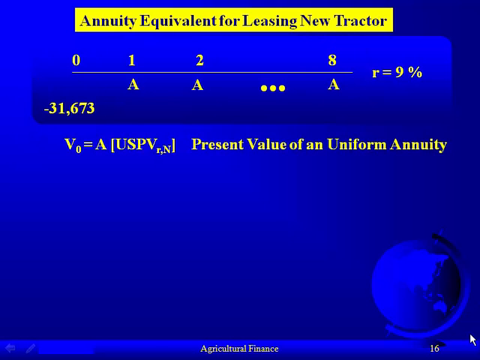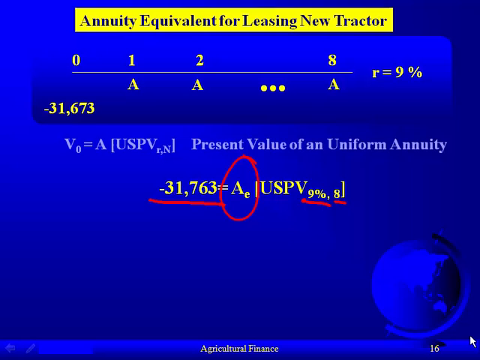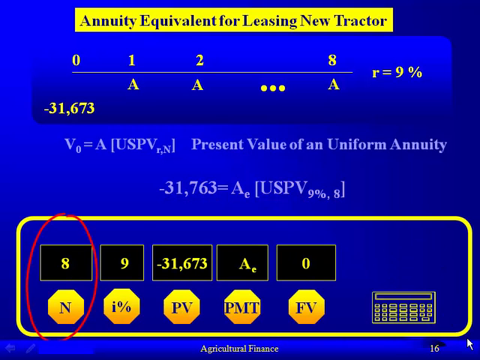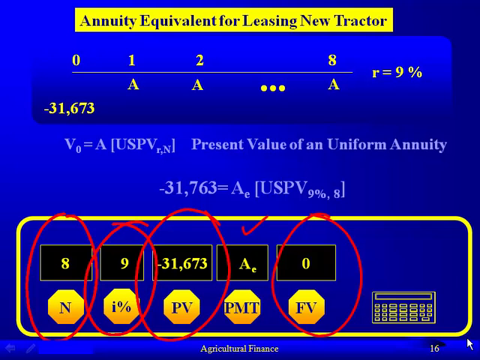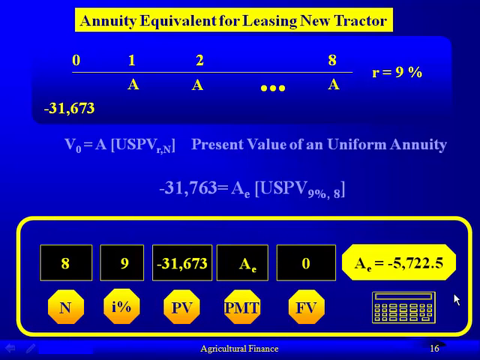Again, you can see that we can use the present value uniform annuity because we have a present value and we have a uniform annuity. The net present value is the $31,673 that we calculated on the previous slide. The discount rate again is 9%. The number of periods is 8. We calculate this annuity equivalent. So it's 8 N, 9% I. We have the $31,673 as the present value, zero out the future value, and we calculate the annuity equivalent, and it comes out to be a negative $5,722.50, which is the annuity equivalent, or the annual cost, of this lease.